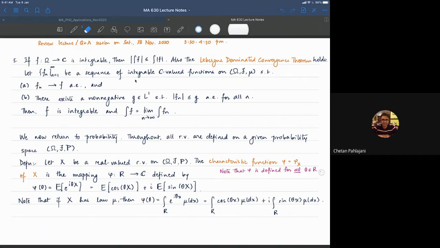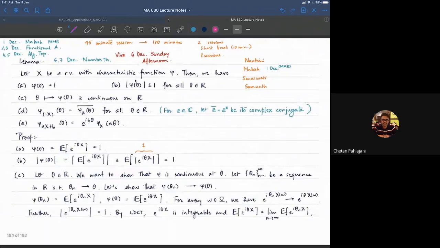So I just want to mention, note that phi is defined for all theta in R, for all real valued random variables X. So you do not run into that same issue of, oh, the random variable is not integrable, so its moment generating function doesn't exist. Well, that doesn't happen for characteristic functions.